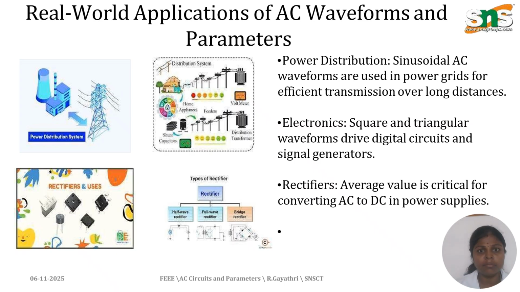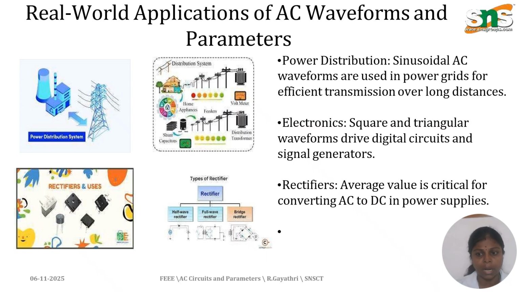And coming to the real world applications of AC waves and parameters, the first ones are power distribution, electronic circuits and rectifiers. In power distribution circuits, the sinusoidal waveform is mostly used in power grids for efficient transmission of AC over long distances. And in electronics, the square and triangular waveforms are used in astable multivibrators, and mostly to drive digital circuits.